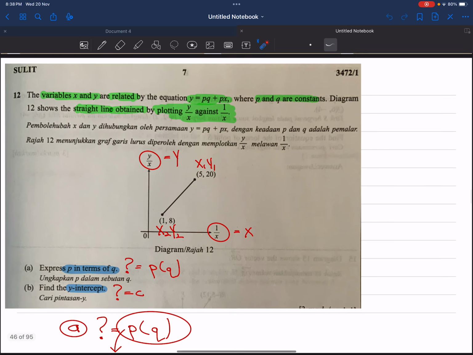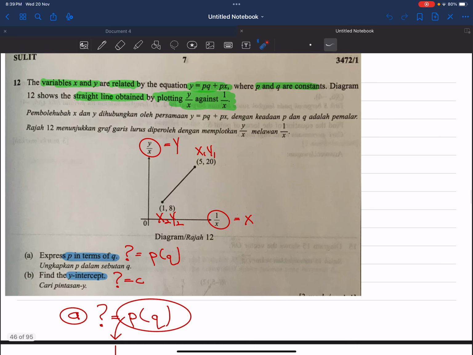Topic, Linear Law. The variables x and y are related by the equation y equals pq plus px, where p and q are constants. The diagram shows the straight line obtained by plotting y over x against 1 over x. Straight line, so we go to the graph to complete it.